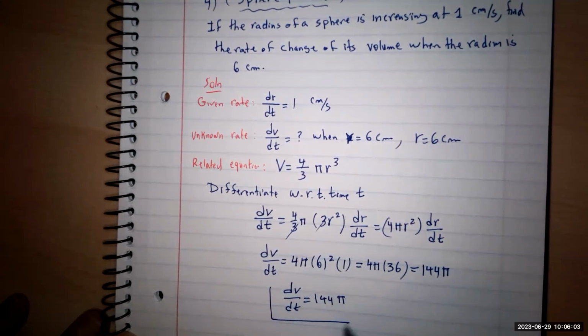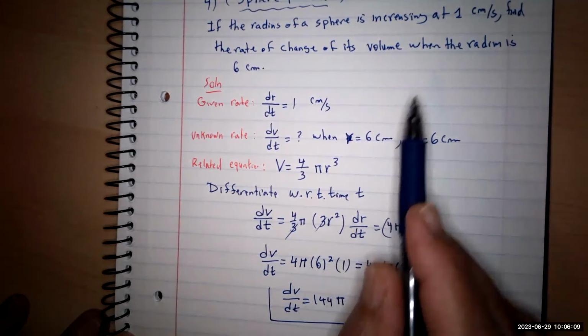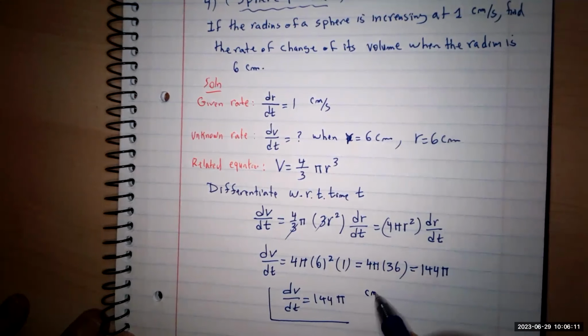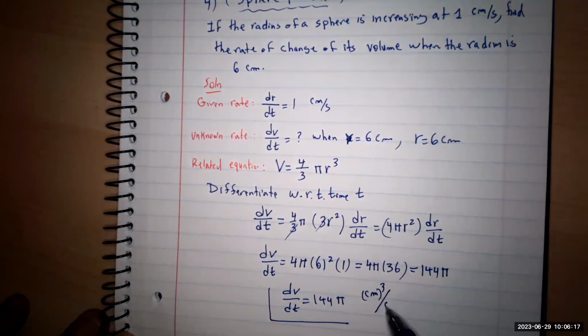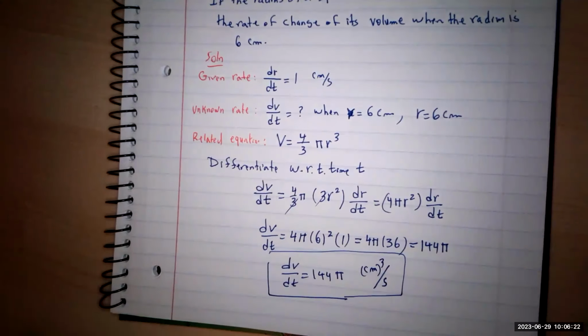We need the unit. The unit for volume in three dimensions: the length was given in centimeters, so it's going to be cubic centimeters per second. So that gives you the rate of the volume. This means if you increase the radius of the sphere at the rate of 1 centimeter per second, the result that you get for the volume is going to be very large, 144 pi cubic centimeters per second. You know that this is a balloon problem, if you like.